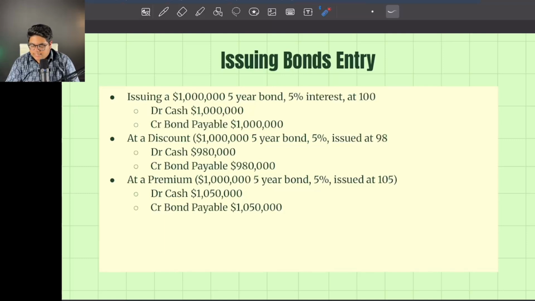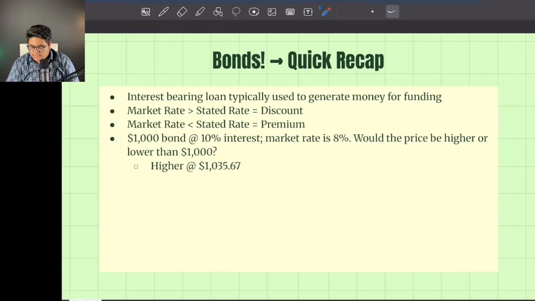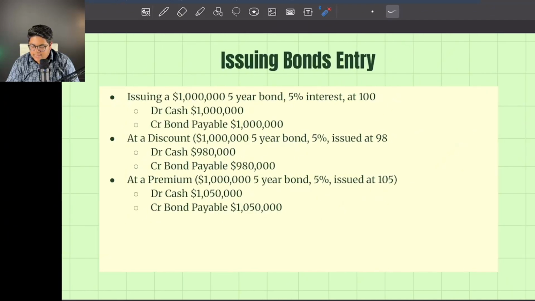Now let's say you issue at a discount. Again, a discount is when the market rate is greater than the stated rate. So now you're going to issue it for 98, and you're still going to pay them back 100 at the end of the day, but don't worry about that now. So it's issued at 98. Think of the 98 as 98%, and you multiply this by 1 million, so you get 980K. The rest, debit cash, credit bond payable, is the same, just the number changes. It's at 98% of $1 million.